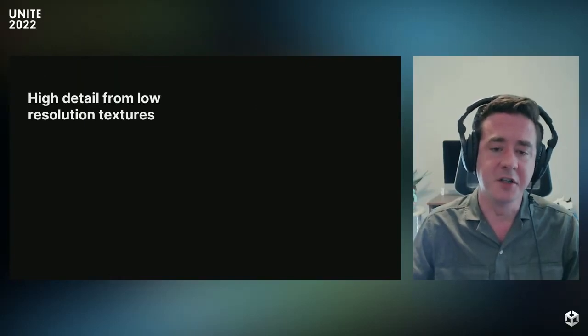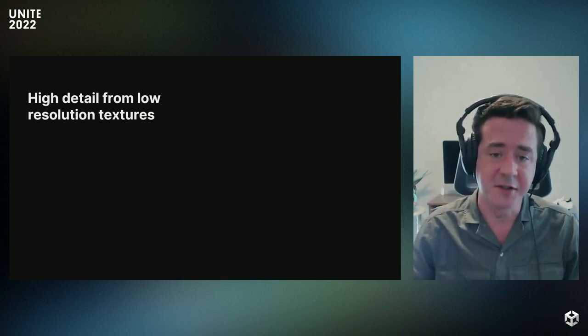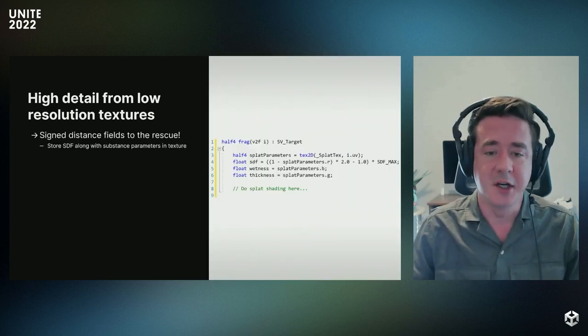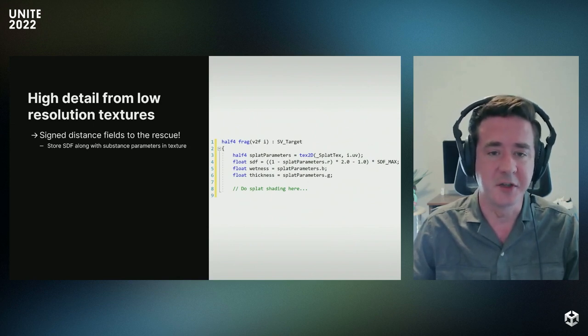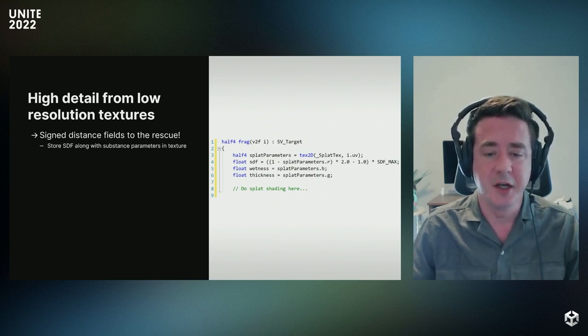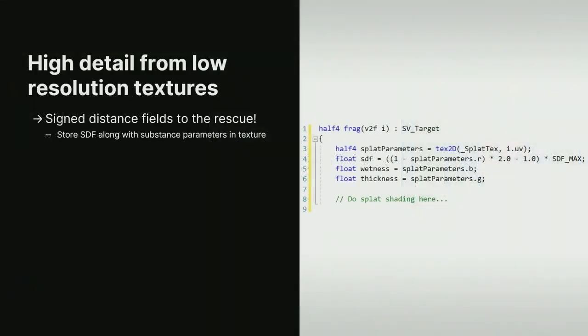So obviously, one of the issues with storing these in textures is that we want to have high detail, which then wouldn't require particularly high resolution for the textures themselves. So one of the ways that we can get around this is by using signed distance fields. SDFs are used in things like TextMesh Pro's font rendering, and they allow you to create decent silhouettes from fairly low resolution data. So we can store the SDF along with other substance parameters directly in our textures.